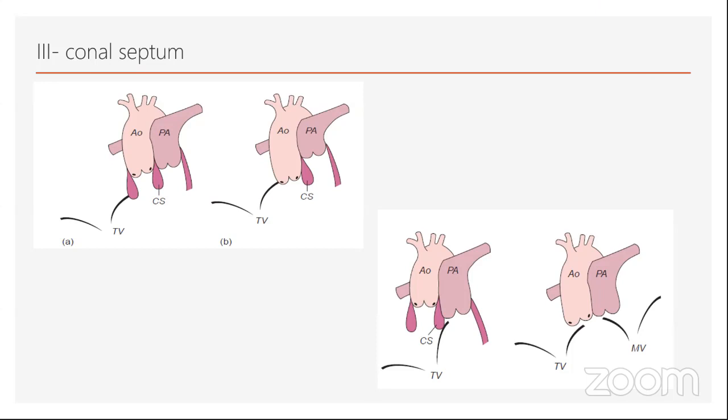Yeah, DORV. What is the difference between DORV and TGA, and Taussig-Bing? Are they different things or are they the same? What's the difference? Yes, actually, there is no term called DORV DTGA.